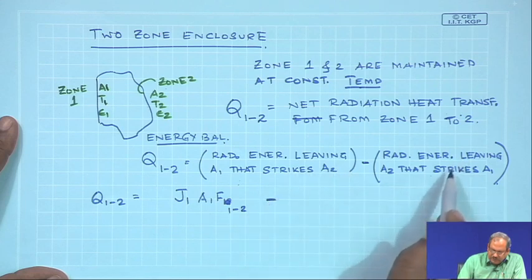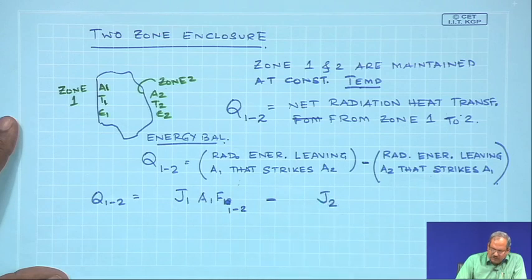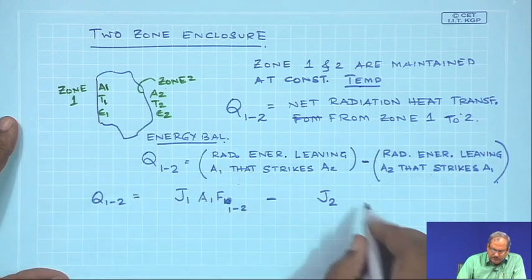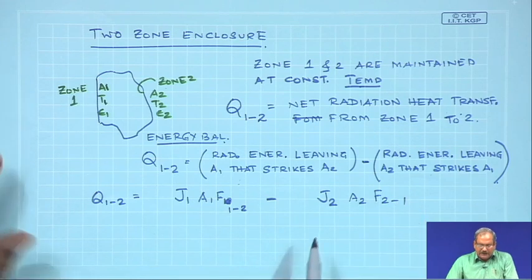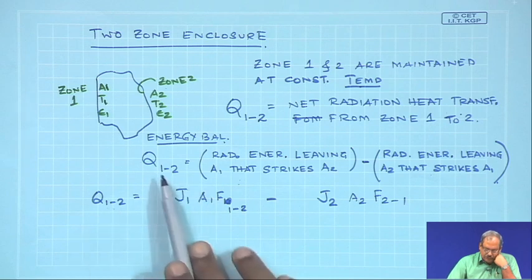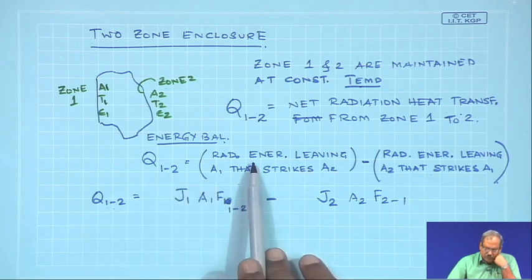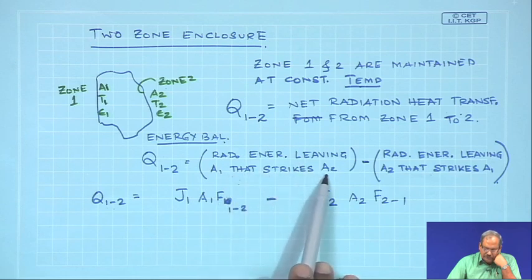Similarly, the radiation energy leaving A 2 is J 2, and a fraction of that is going to strike surface 1. So, this must be equal to A 2 F 2 to 1. I will go through it once again. This is the net radiation heat transfer from 1 to 2. So, Q 1 2 must be equal to whatever be the radiation energy leaving A 1 that strikes A 2.